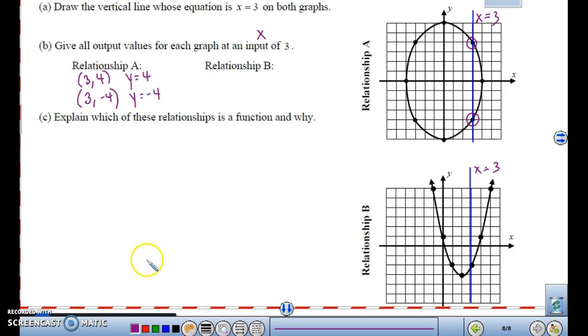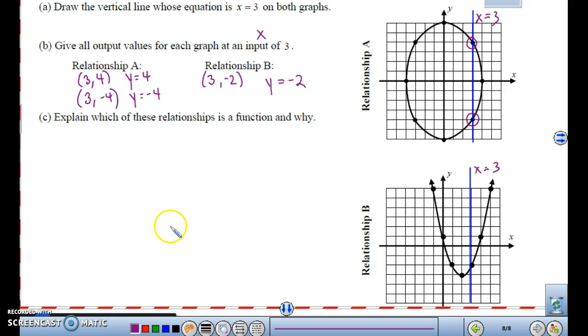All right, for my relationship B, down here, when x is 3, right here, y is going to be negative 2. So that means that my output value is y equals negative 2. Okay, so which of these relationships is a function and why? All right, now remember the definition of a function. For each x, there is only one y.